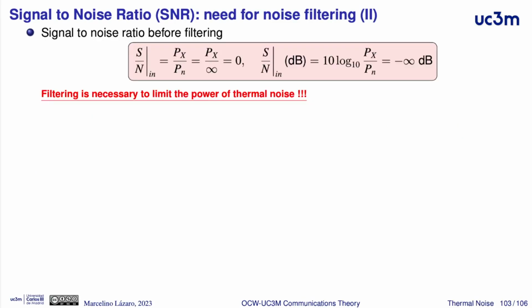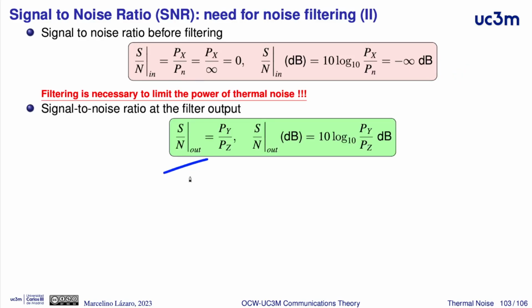If we start at the input of the filter, basically we have the ratio between the power of x and the power of the thermal noise, but theoretically the power of the thermal noise is infinite. So theoretically the signal-to-noise ratio at the input of the receiver is 0. In decibels we have 10 times the logarithm with a base equal to 10 of this ratio. We have minus infinite decibels. Therefore, it is mandatory to filter at the receiver input to limit the power of the thermal noise.